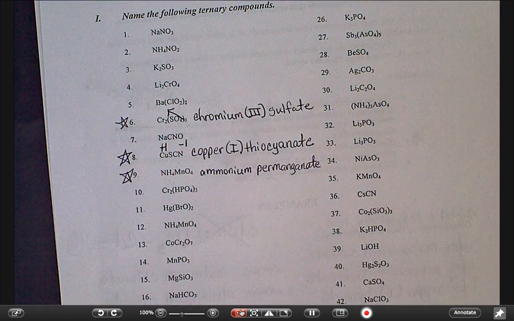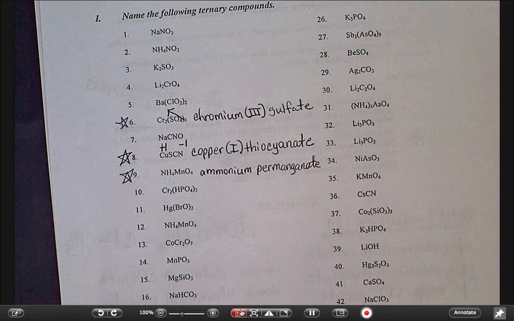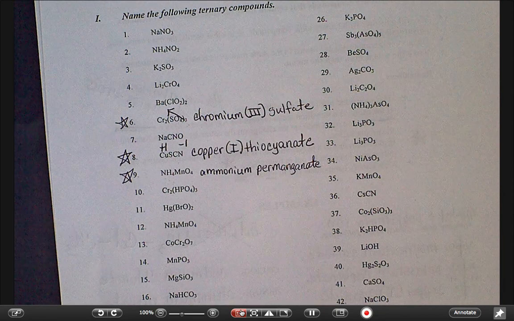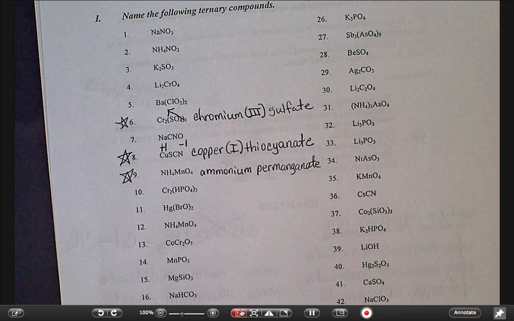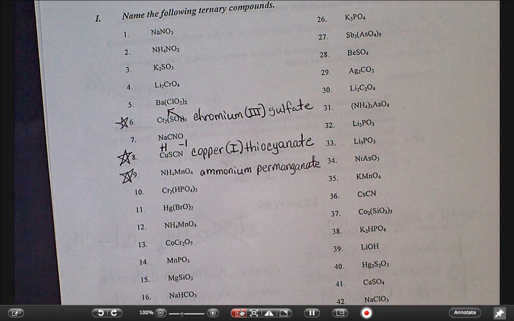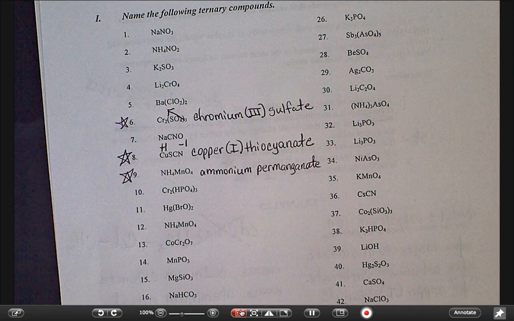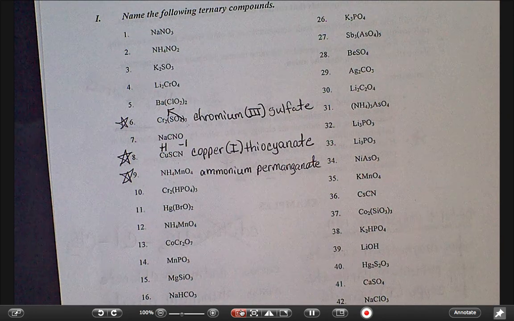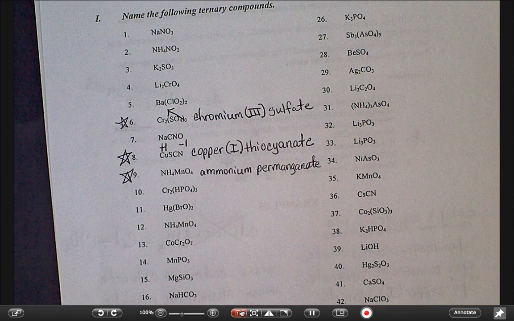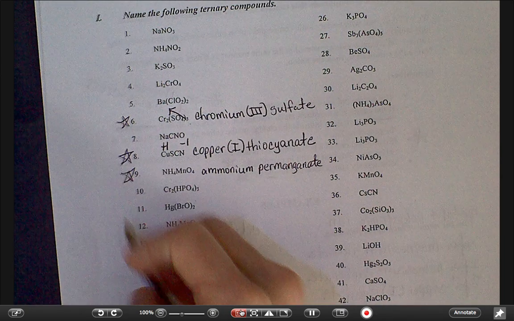Are you having to do anything special with these polyatomics? No. You're reading their name. You're reading and writing their formula. Does everybody understand? Okay. Number 10. What do you get to do? Undo the crisscross. Hg on 11. What are you going to do? Undo the crisscross. All right. Look at 13.